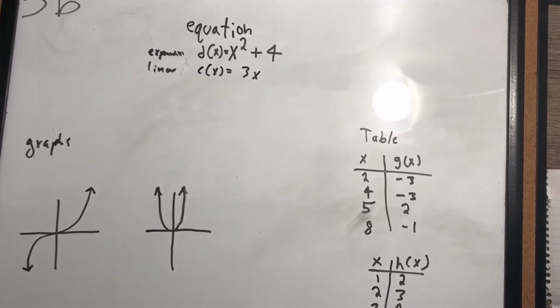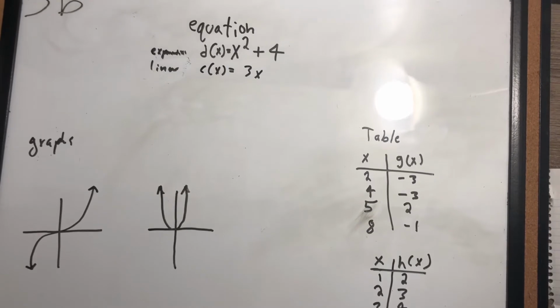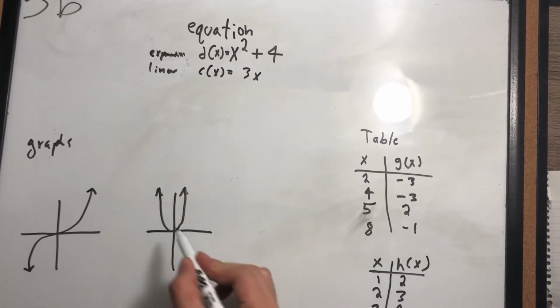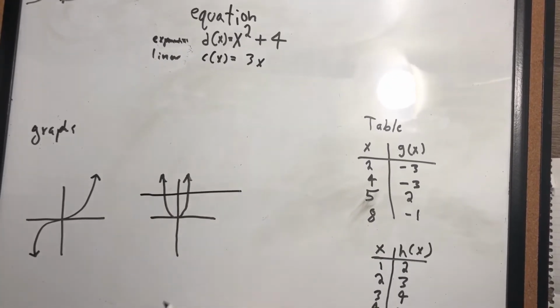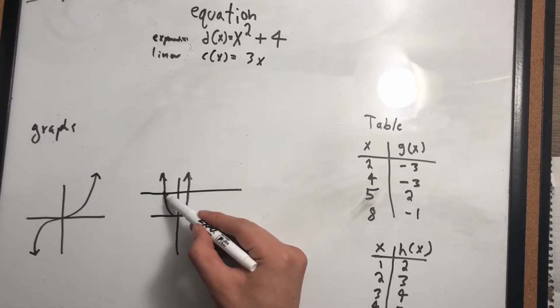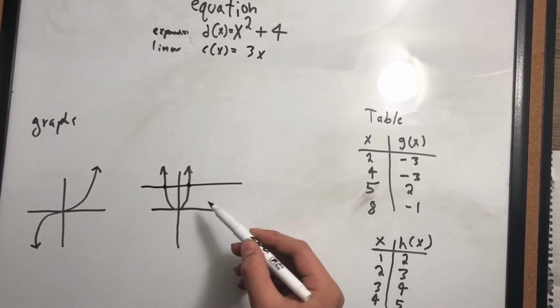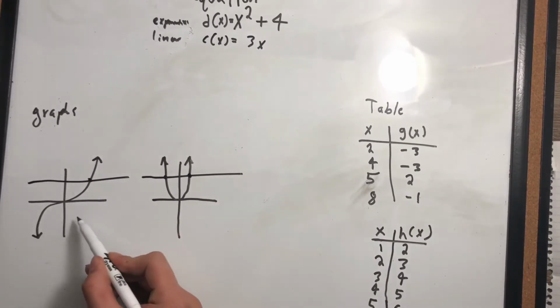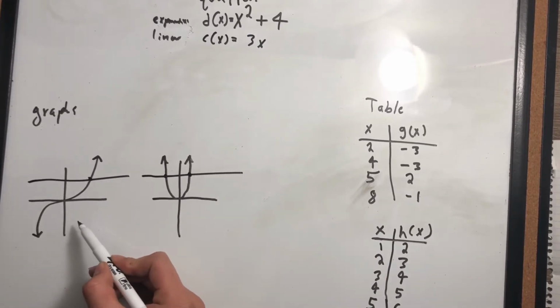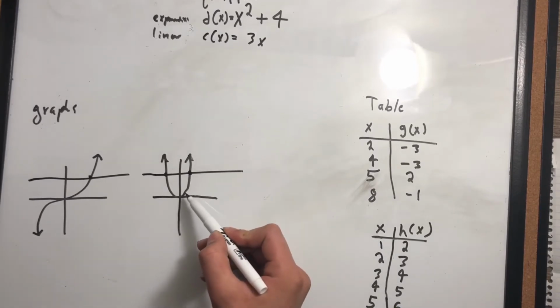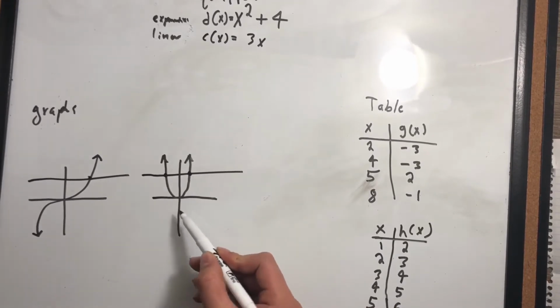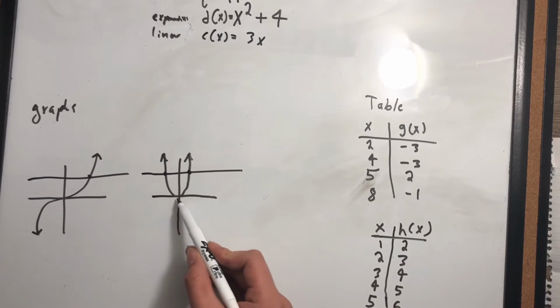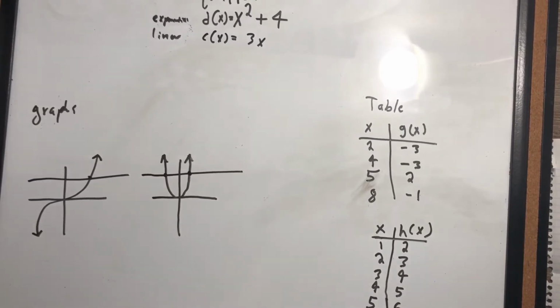Now for the graphs. To tell if they have an inverse or not, you can do something called the horizontal line test. So you draw a horizontal line, and if it intersects more than once, the graph doesn't have an inverse. So on these two, the first graph only intersects once, which means that it will have an inverse, and the second graph intersects twice. So it'll only have an inverse if you restrict the x value.